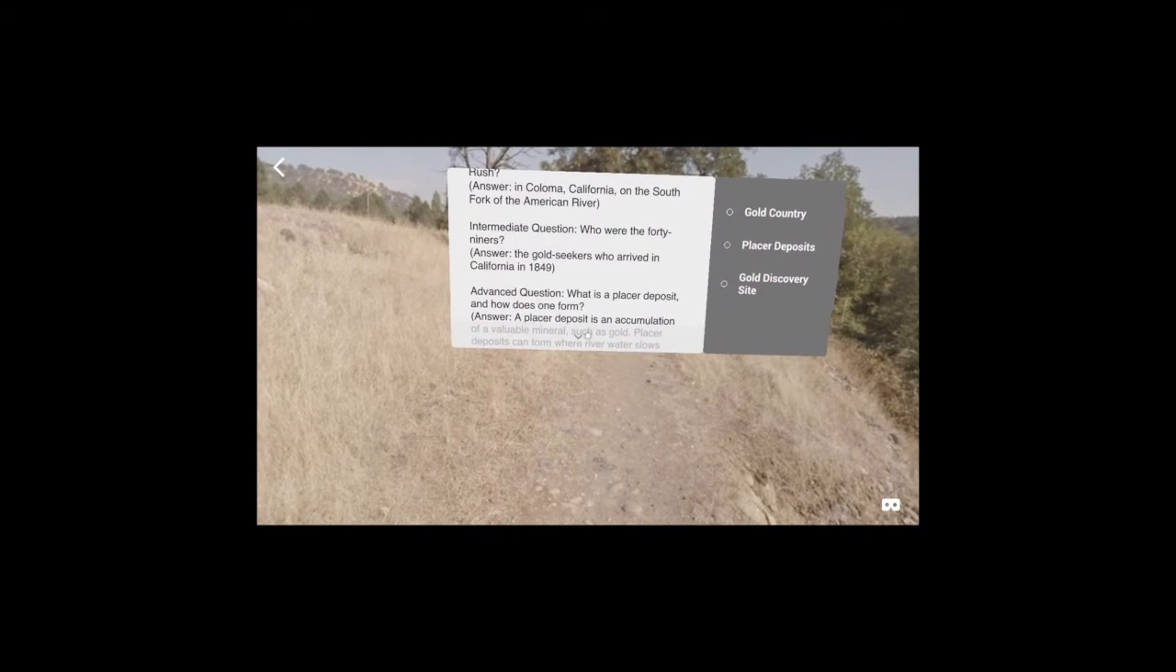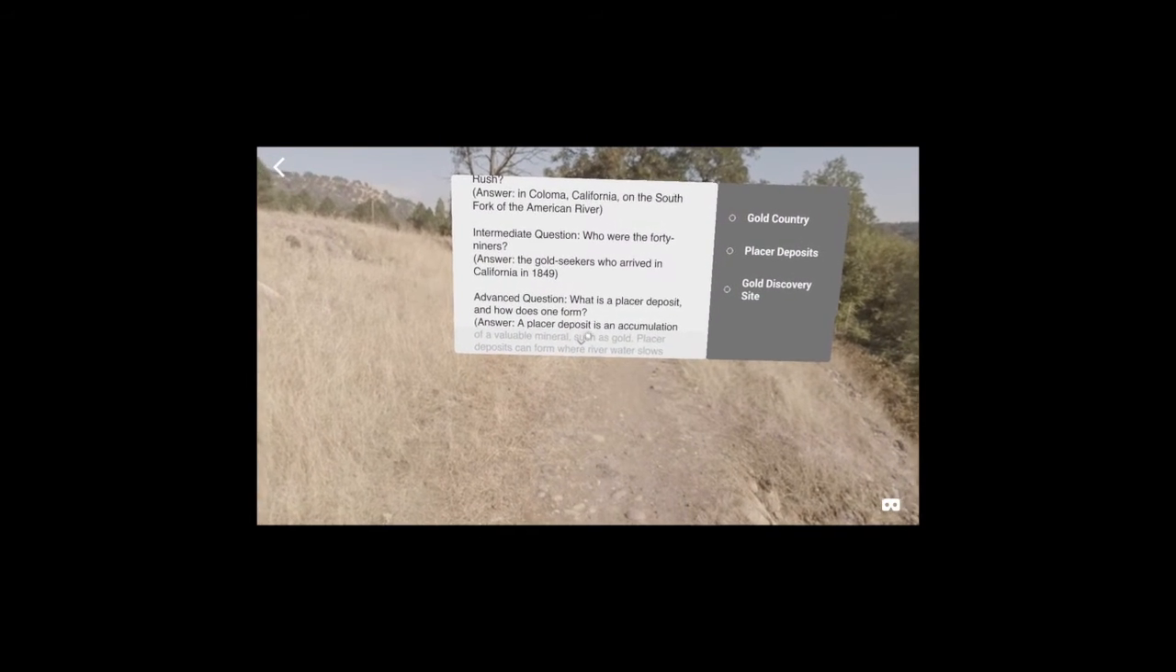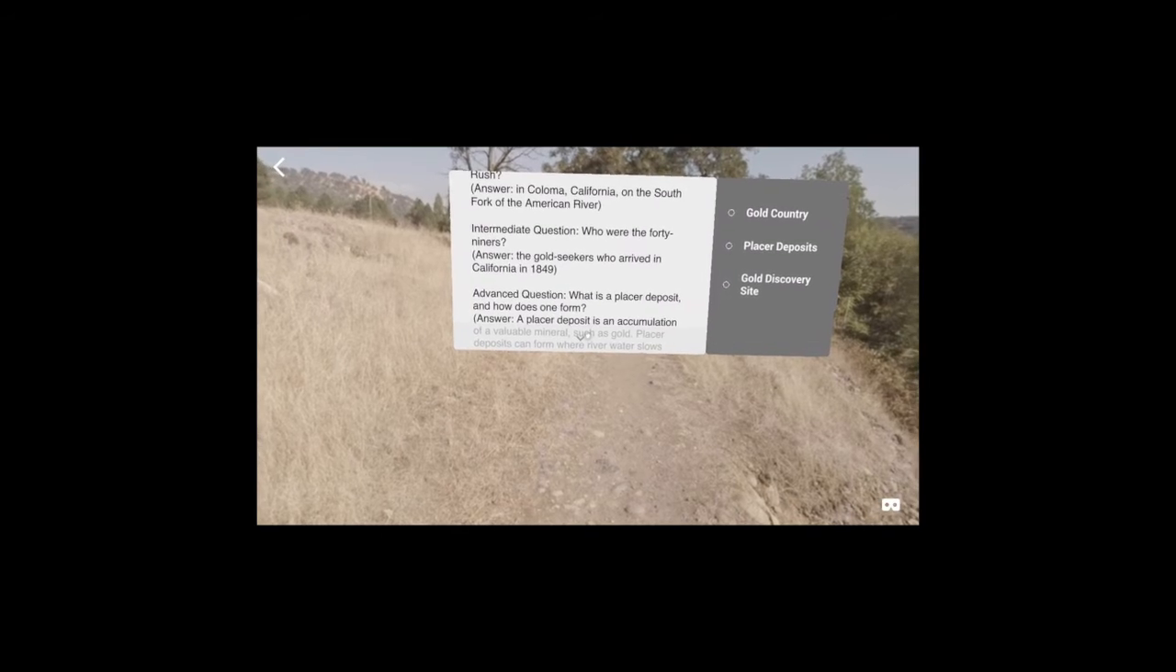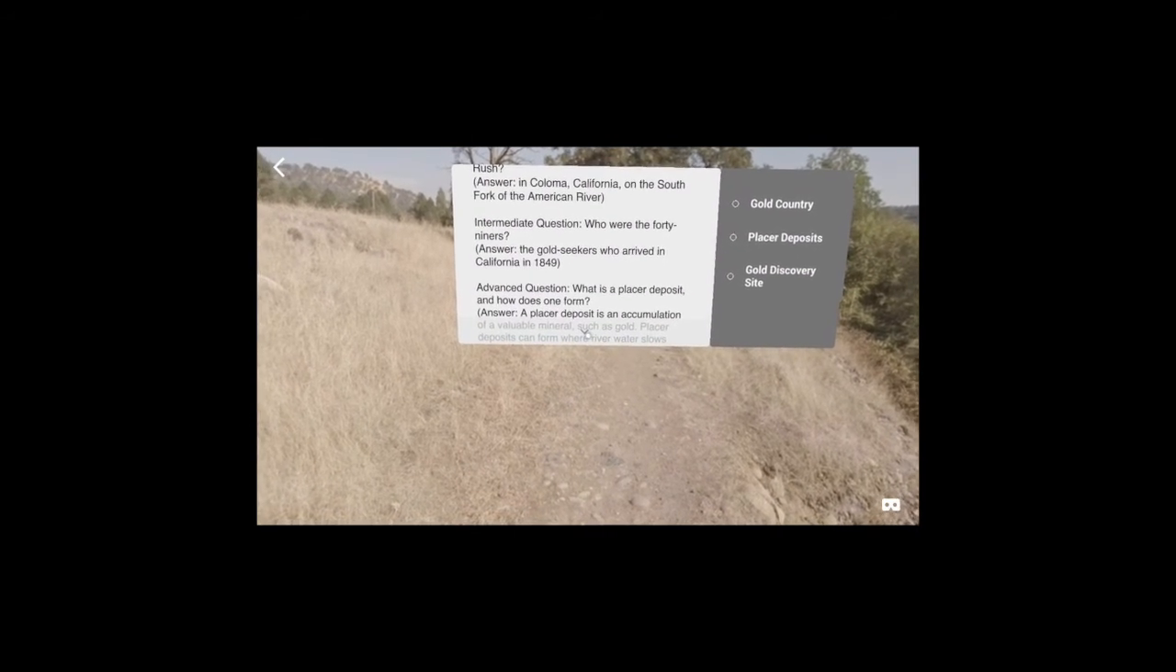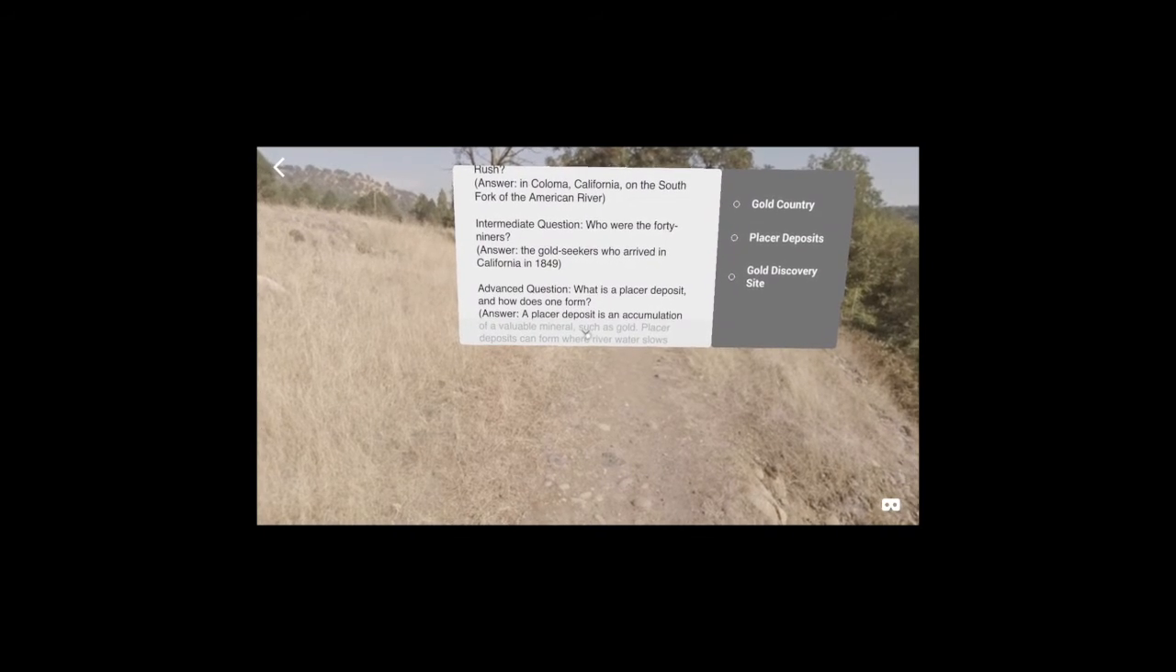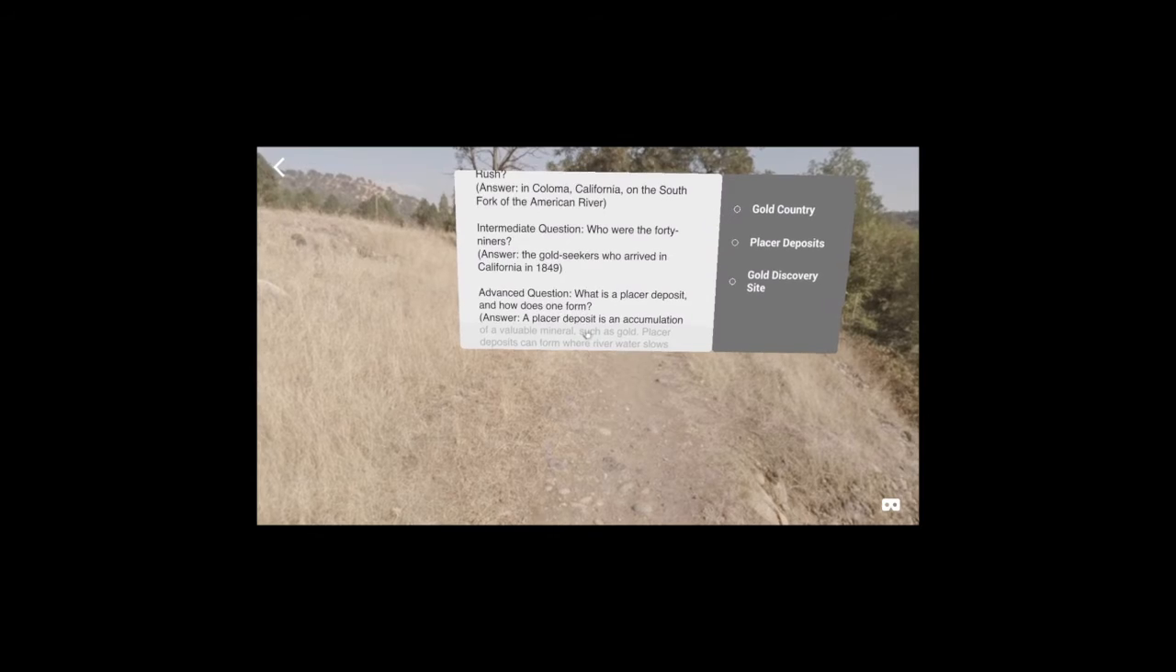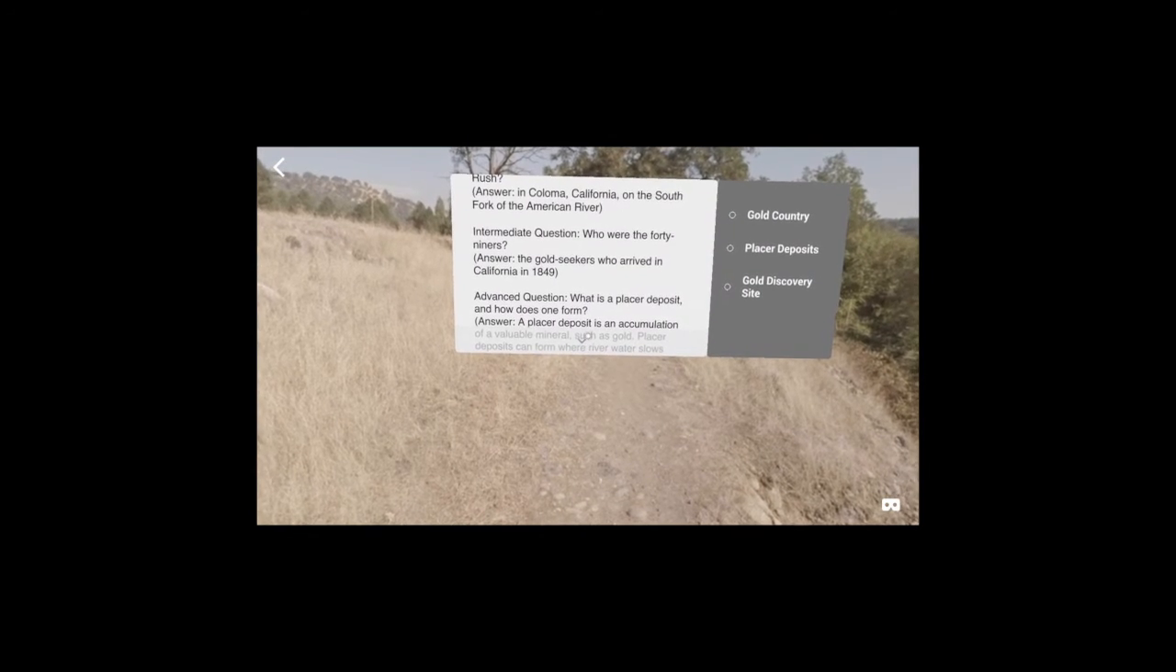So you can have a student go through and say, go to each of the scenes in the Gold Rush and answer the intermediate question. So they can do that on a separate sheet of paper, or on a Google Doc, or they can do it as a discussion, however you want to do that.